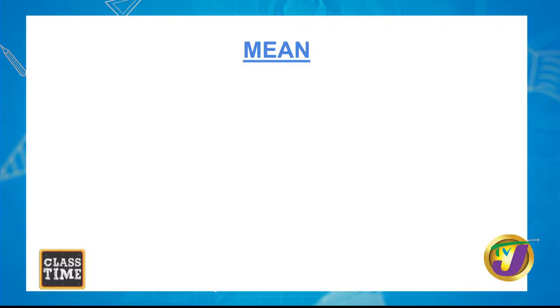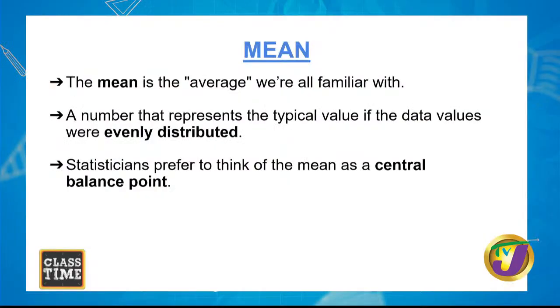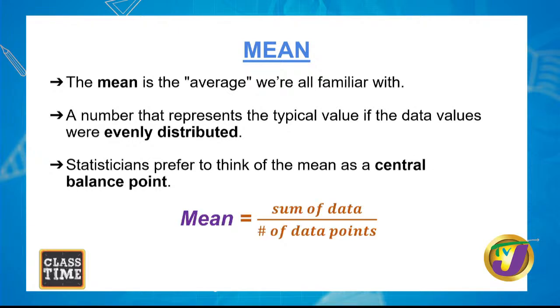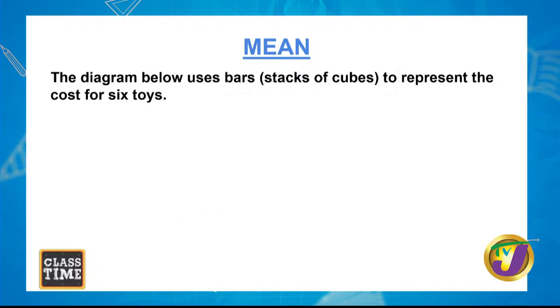Okay, thank you, Latoya. Firstly, we have the mean, and that is the common average most persons are familiar with. It is a number which represents the typical value if the data set was equally distributed. Statisticians prefer to think of this as the central or balance point. The mean can be found by taking the sum of the data values divided by the number of data points.